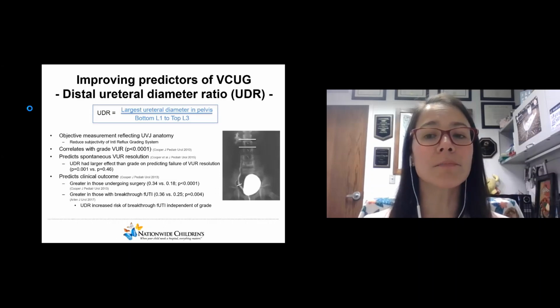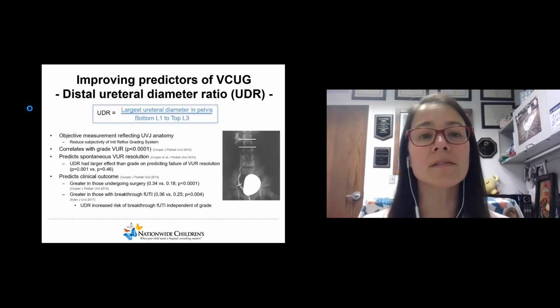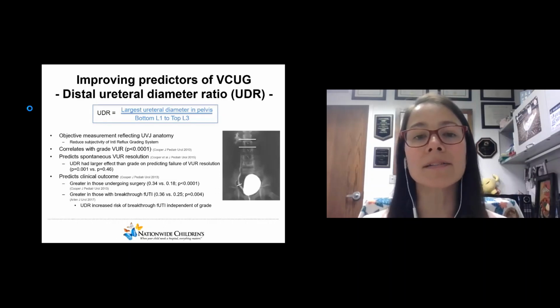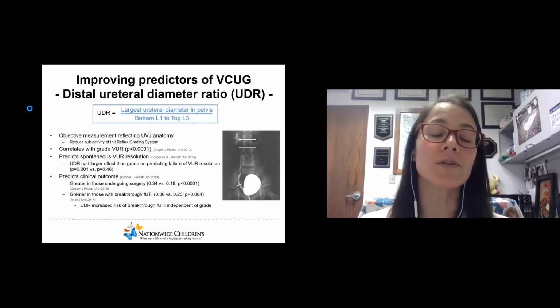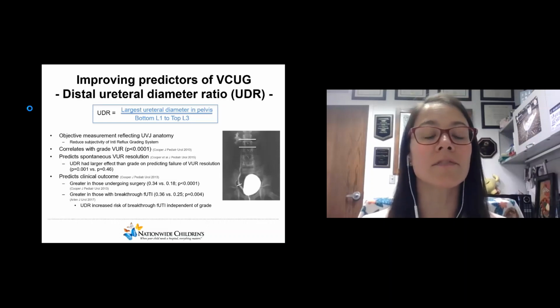Other predictors to try and improve the use of VCUG include the distal ureteral diameter ratio. This is a measurement of the largest ureteral diameter in the pelvis that you can measure on a VCUG, and it's normalized or divided by the distance between the bottom of L1 and the top of L3. And this is felt to be an objective measurement of the VUR anatomy. The investigators who have promoted this, out of the University of Iowa, suggest that this can reduce the subjectivity of the International Reflux Grading System.